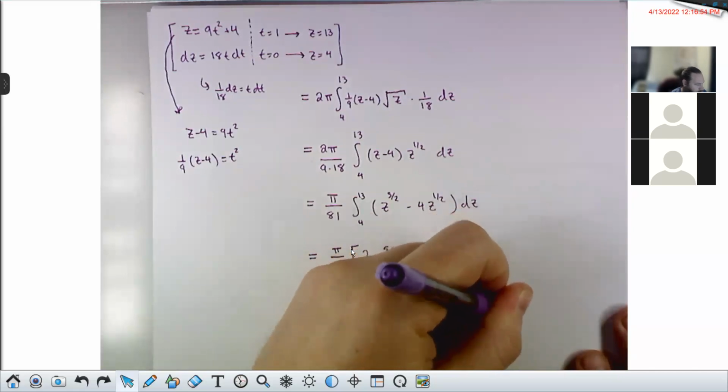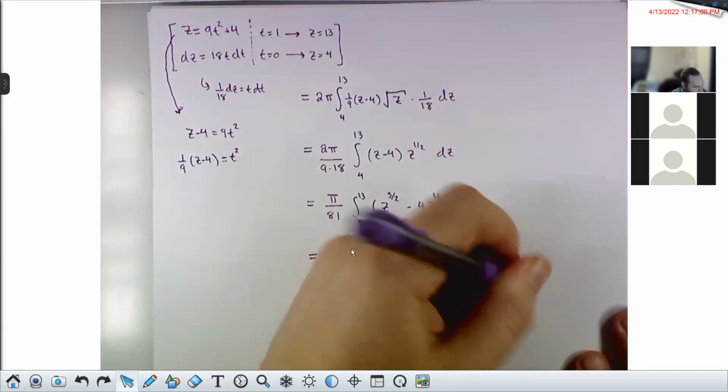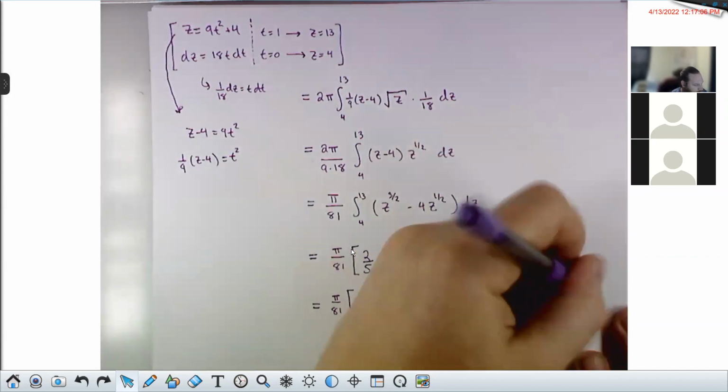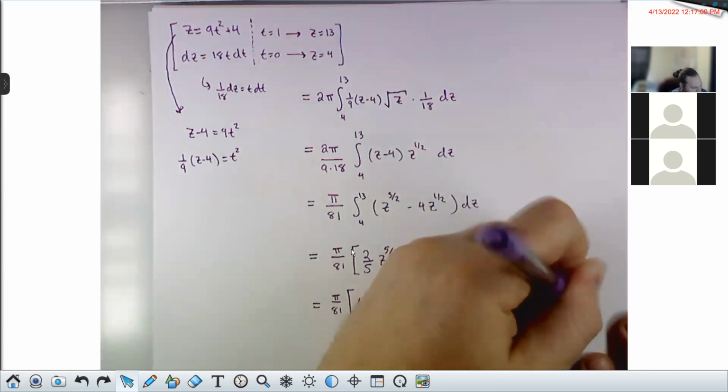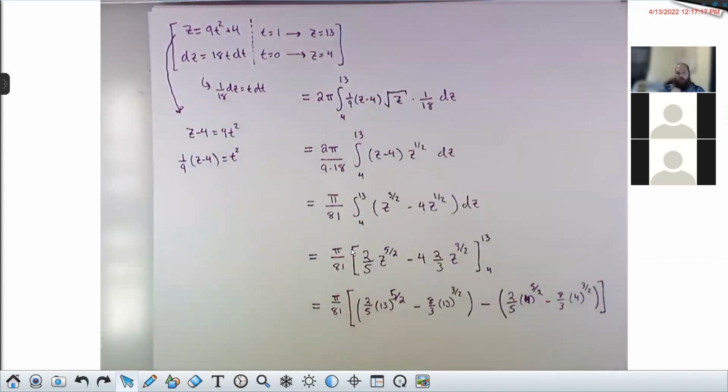Minus, plug in my lower bound, I'm going to have 2/5 times 4 to the 5/2 minus 8/3 times 4 to the 3/2. And there is some cleaning up that could be done with the numbers, like 4 to the 5/2, that's actually an integer, that's 32. 4 to the 3/2 is 8. So if you wanted to, you could clean this up a tiny bit, but I don't really care. At this point, I am happy.